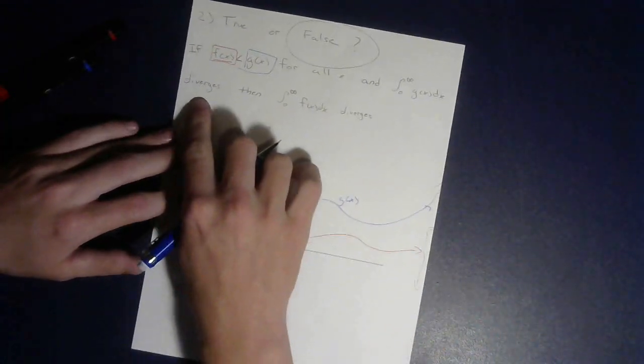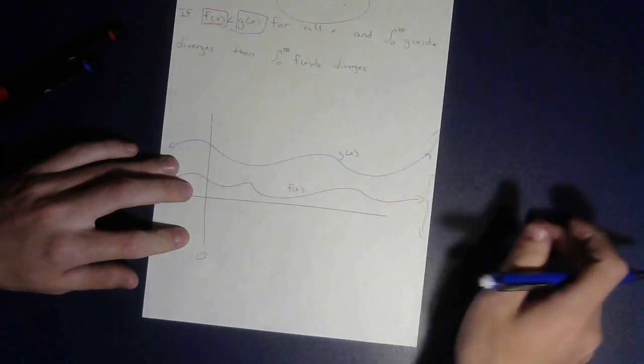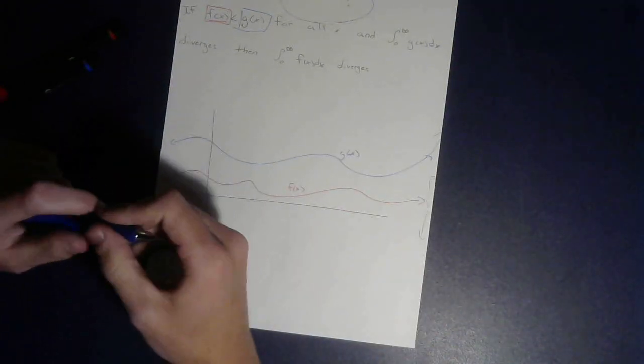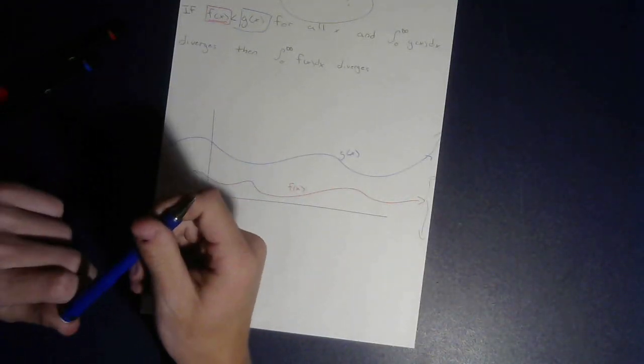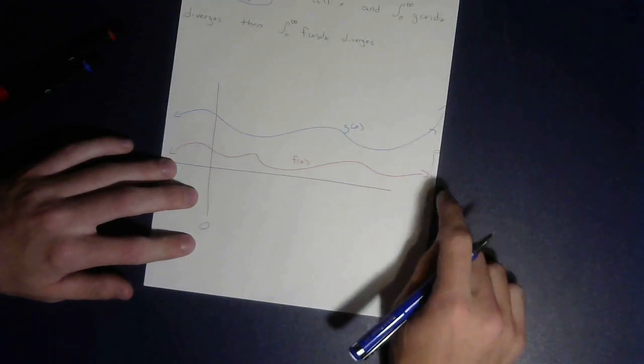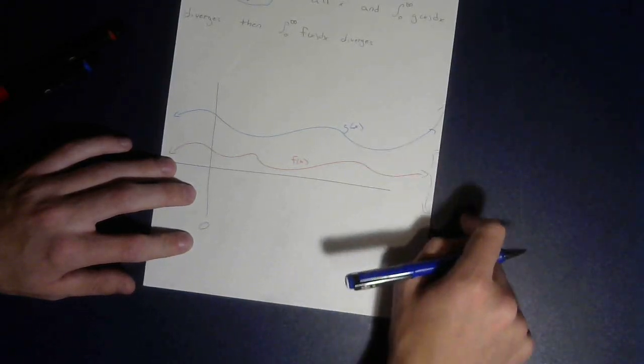If this had said converges instead of diverges, so that g of x would go down, cross the x-axis again, and get us a definite integral, or a definite area, then this other one, f of x, which is always less than it, would also have to converge, because it would also then be forced to cross the x-axis again.